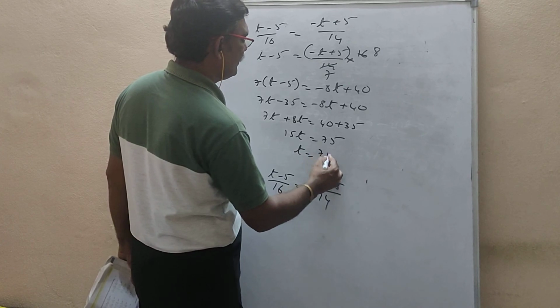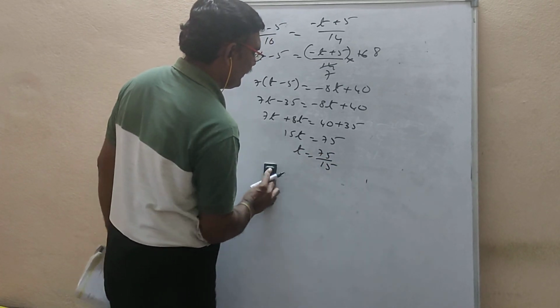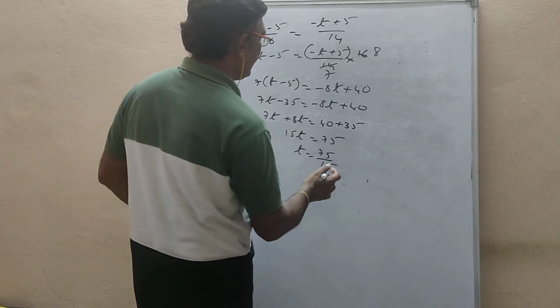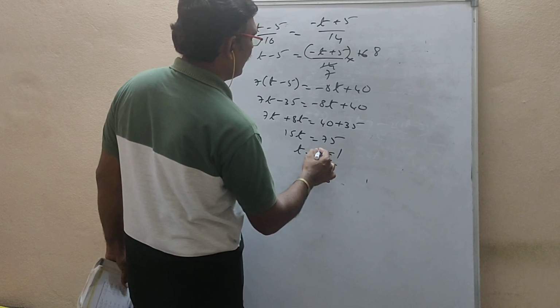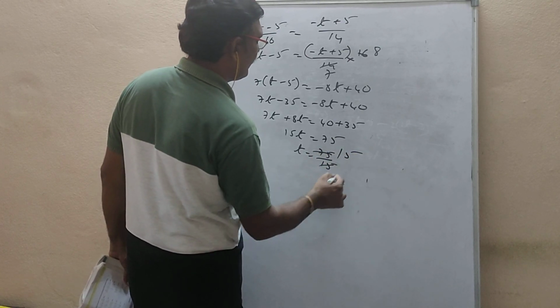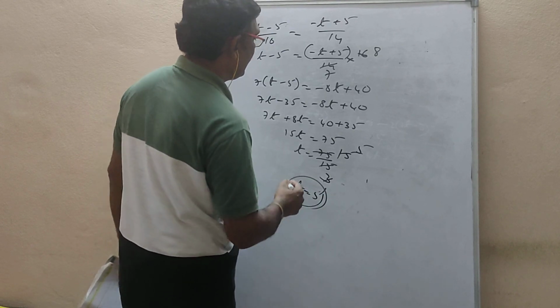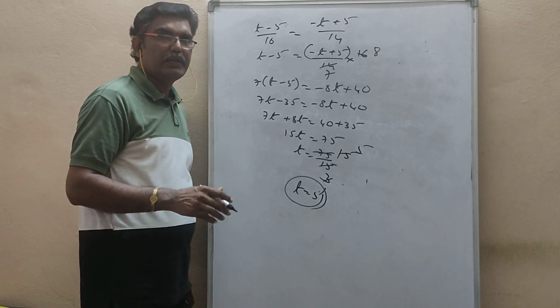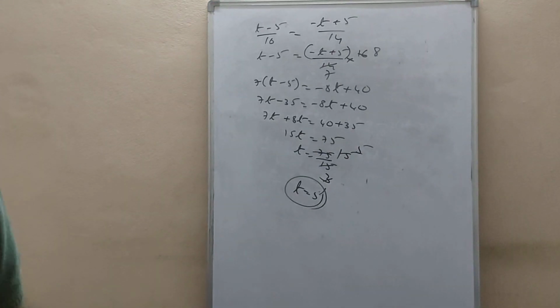t is equal to 75 by 15. So if you know the 15 table you can cancel, otherwise 5 table. 5 3s are 15, 5 15s are 75. So how much are you getting? t is equal to 5. Like this you can solve it. Okay, so thank you. The remaining problems, just do as homework.